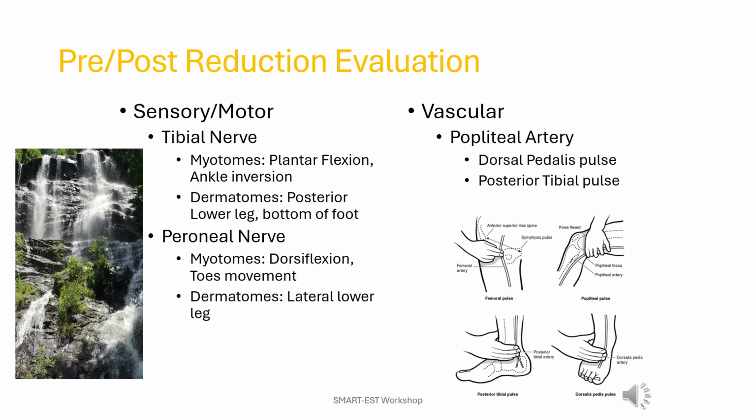With a knee dislocation, our pre- and post-reduction evaluation from a sensory and motor standpoint will focus on the tibial nerve and the peroneal nerve. The tibial nerve has myotome motor function of ankle plantar flexion and ankle inversion. Sensory, the dermatome area is the posterior lower leg and the bottom of the foot. For the peroneal nerve, the myotome motor function again is dorsiflexion of the ankle and toe movements, with the sensory dermatome the lateral aspect of the lower leg.